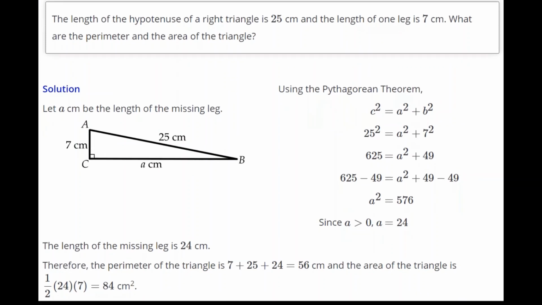Therefore, the perimeter of the triangle is 7 plus 25 plus 24, that's 56 centimeters, and the area of the triangle is a half times 24 times 7, that's 84 square centimetres.